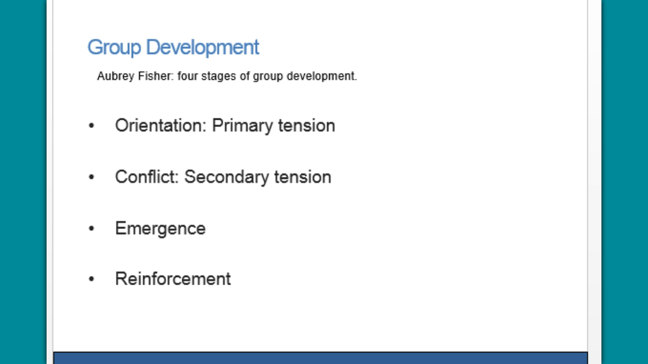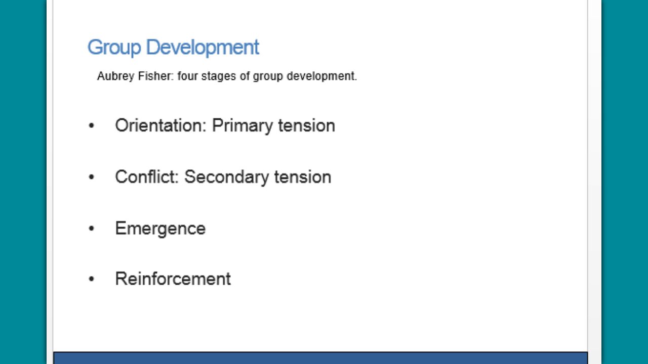Now, as far as group development goes, what people that study groups have found is that groups tend to go through the same processes. And Aubrey Fisher came up with 4 common stages of group development. You have orientation, conflict, emergence, reinforcement. So we'll talk in just a second more about what is involved in concerning primary and secondary tensions, which occur in the orientation conflict stages.